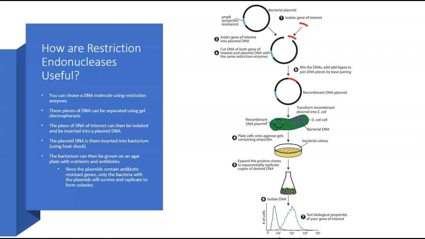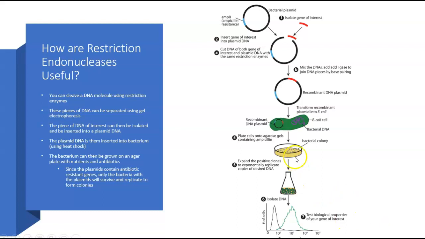And that is why at this point, it is important to have this antibiotic resistance gene. It will help get rid of the bacteria that have not picked up the plasmid. The bacteria are going to then be placed in this petri dish that is going to have nutrients that will help the bacteria grow, but it will also have antibiotics. And in this case, it would be ampicillin.